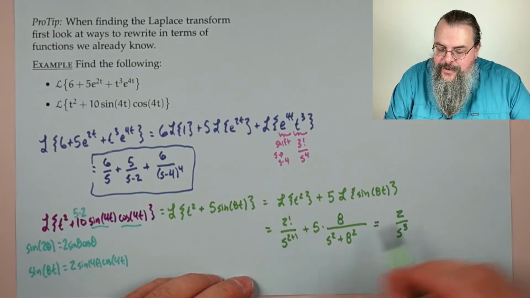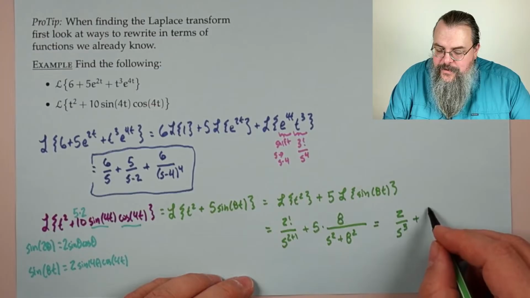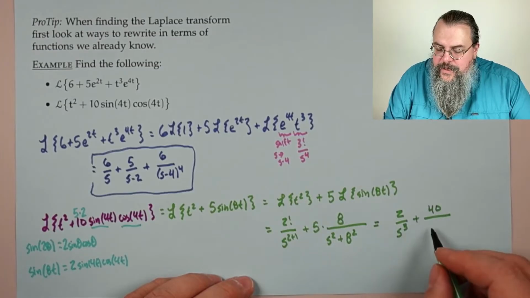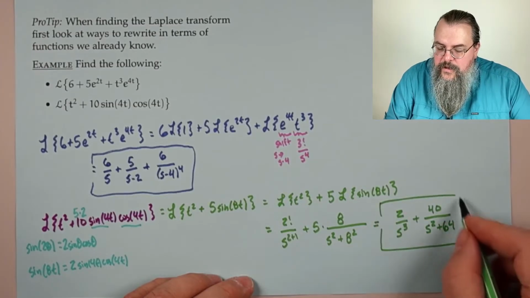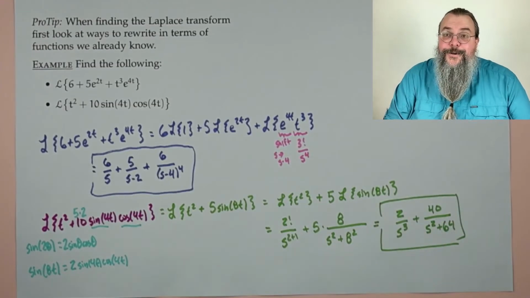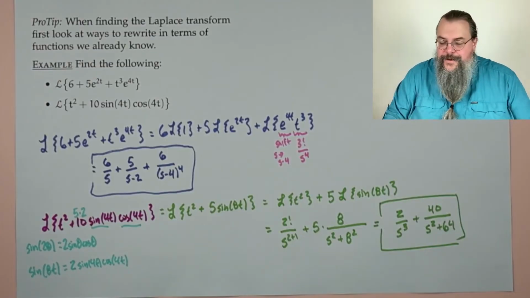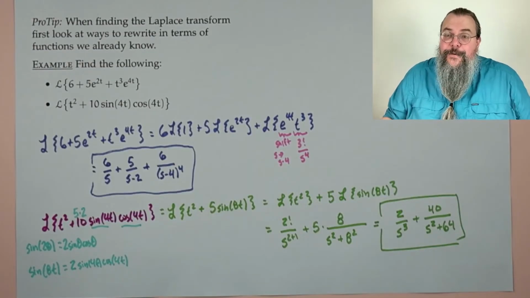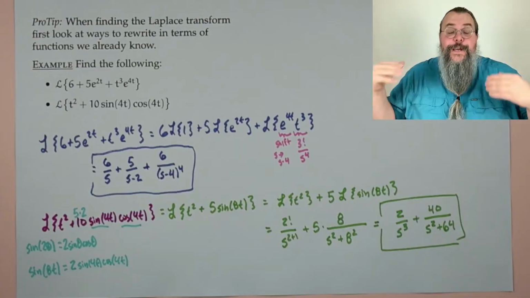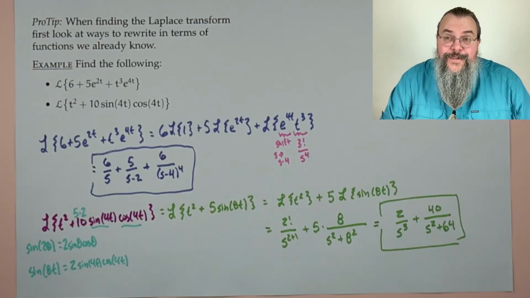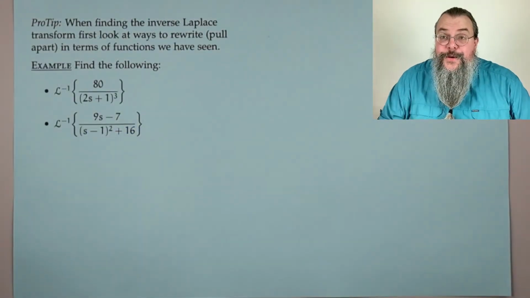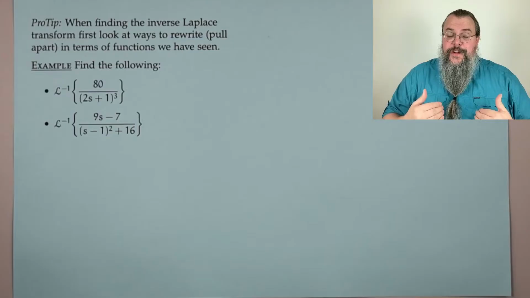All right, 2 factorial is 2. 5 times 8 is 40. So 2 over s cubed, plus 40 over s squared plus 64. And there we go. Great. So now we have practice finding Laplace transforms. And you're going to get a lot of practice. You're going to become pretty good at this over the next few weeks. So let's try doing inverse Laplace transforms.